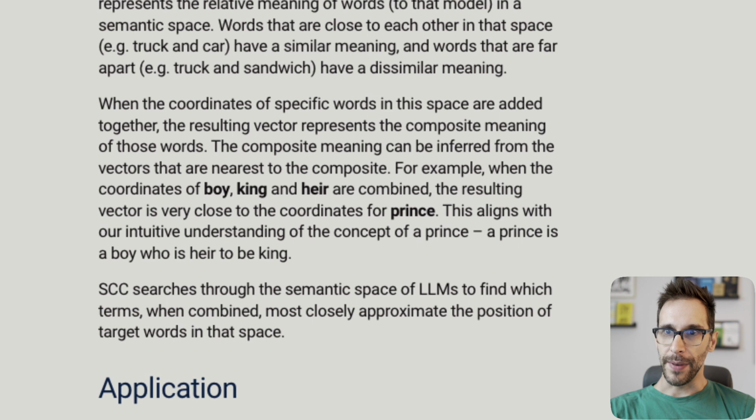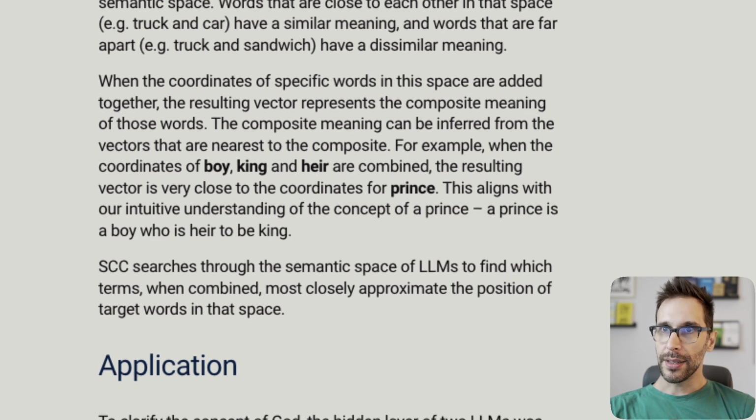So what does it mean to say that it's very close to the coordinates for prince? Why is it not exactly the coordinates for prince? Is that because prince maybe also needs like princess and castle and sword or something else? But okay, fine. Boy, king, and heir get us close to the coordinates for prince if we do this vector addition or composition. This aligns with our intuitive understanding of the concept of prince. A prince is a boy who is heir to be king.